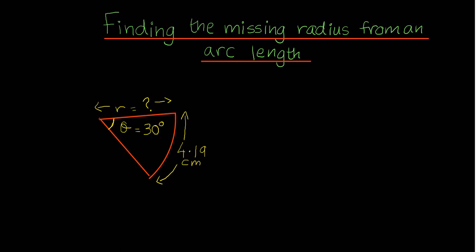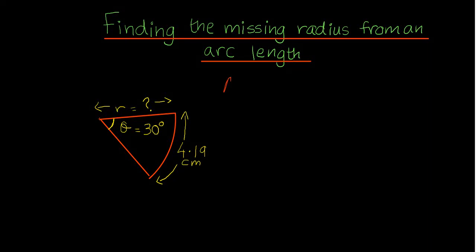Now from the previous video, we know that the arc length is the same as theta over 360 times 2 pi r. That's the formula we use to find the arc length.